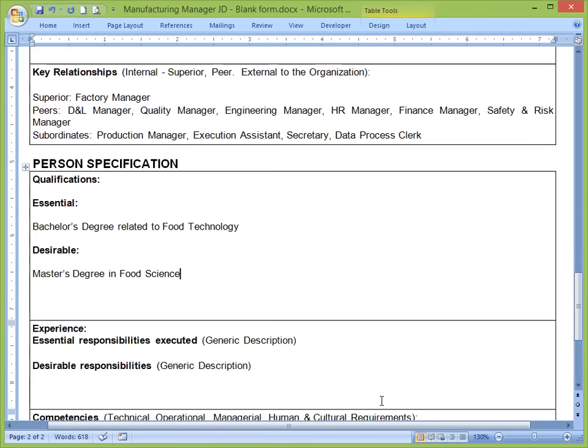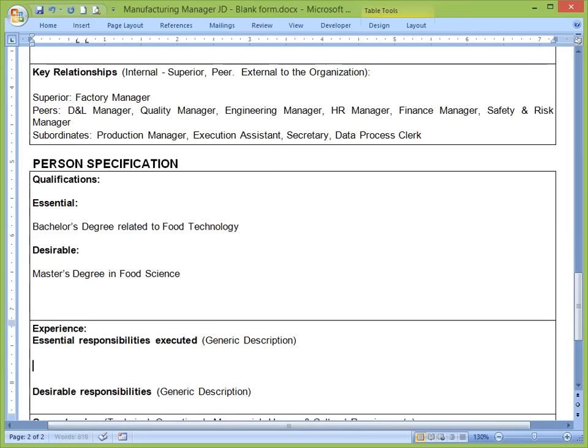Now let's go to the experience. For GM, I usually put 15 years. But for those with a bachelor's degree qualification, like manufacturing and production managers, 10 years is okay. For production managers, 5 years is okay. But this is a manufacturing manager, so I would say 10 years experience.